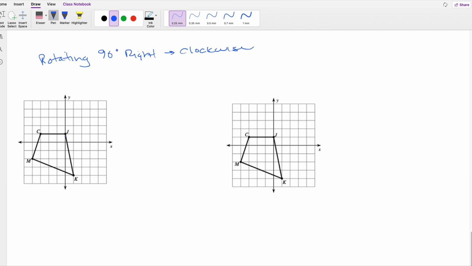Okay, so let's start by noticing a couple of things. We have this plotted on an XY plane, so notice our Y-axis labeled, our X-axis labeled. Let's notice what points we're looking at. So this is J. I'm just going to write these down. J is at 0, 1.